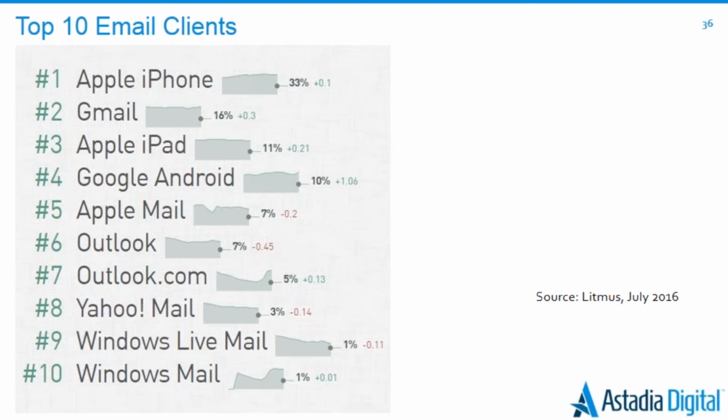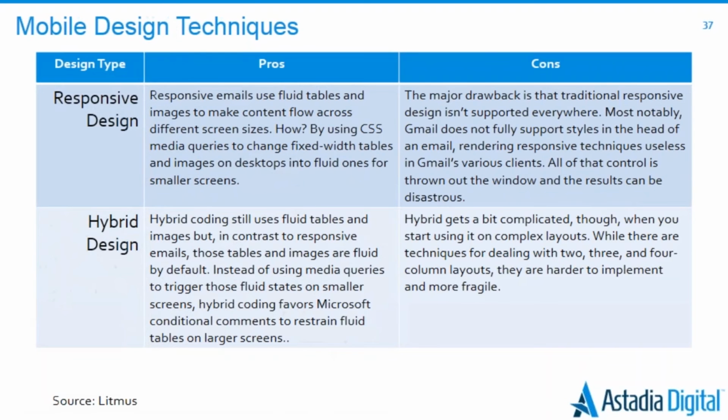So when it comes to design, it's important to understand your options as well as the differences between responsive and hybrid design. Responsive emails use tables and images to make the content flow across different screen sizes, using what's called CSS, or cascading style sheets, to change the fixed width of tables and images between the desktop and the smaller screens. Whereas hybrid coding still uses fluid tables and images. However, hybrid tables and images are fluid by default.